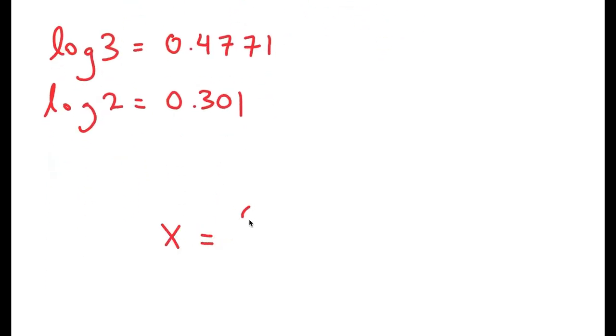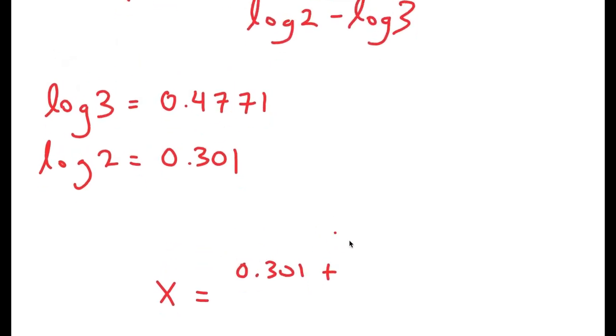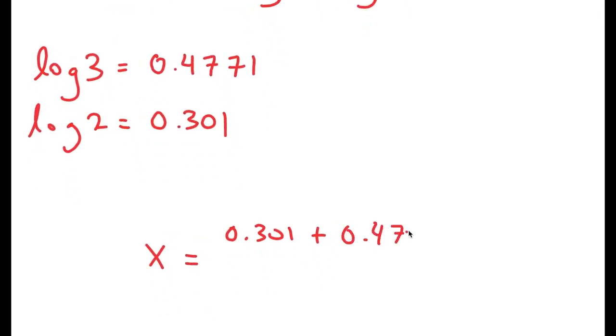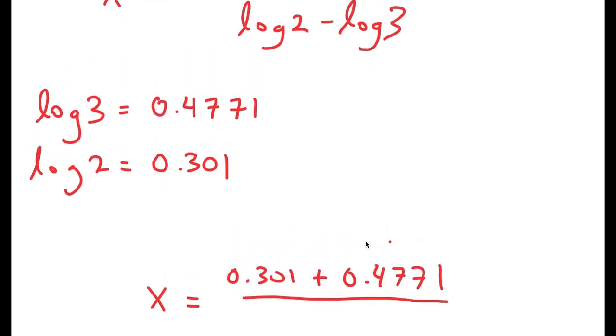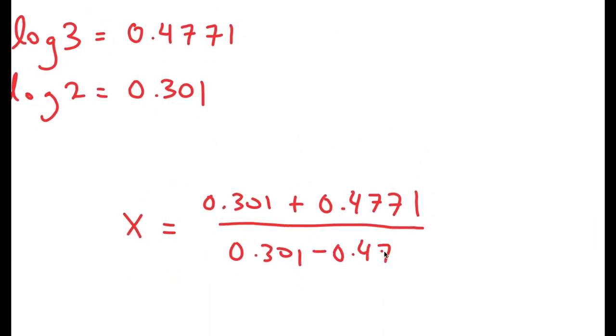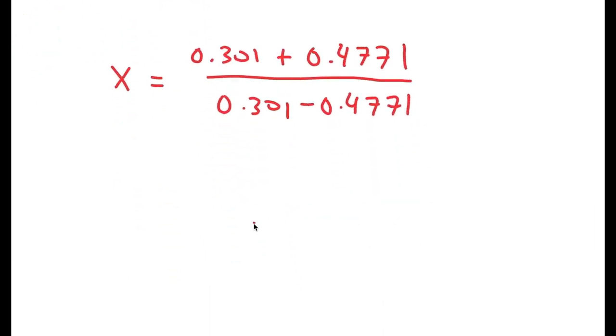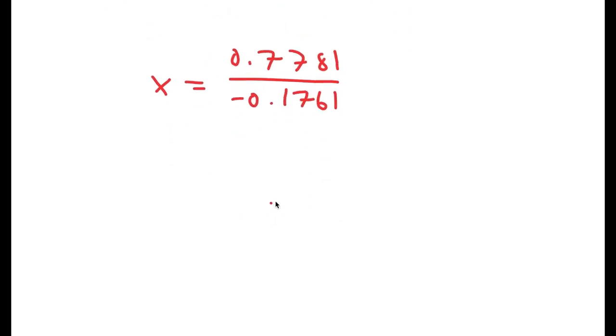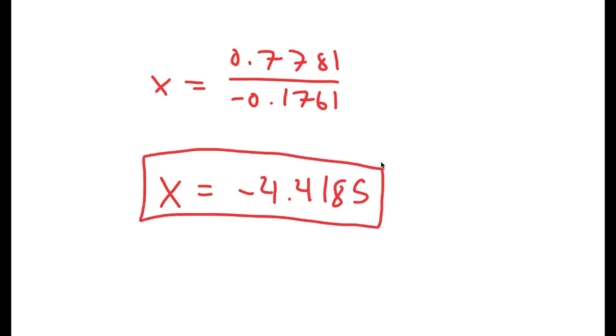So now I get x is equal to 0.301 plus 0.4771 over 0.301 minus 0.4771. So now this turns into 0.7781 over negative 0.1761. And if I divide these two numbers, I get x is equal to negative 4.4185. So this is my solution to this equation.